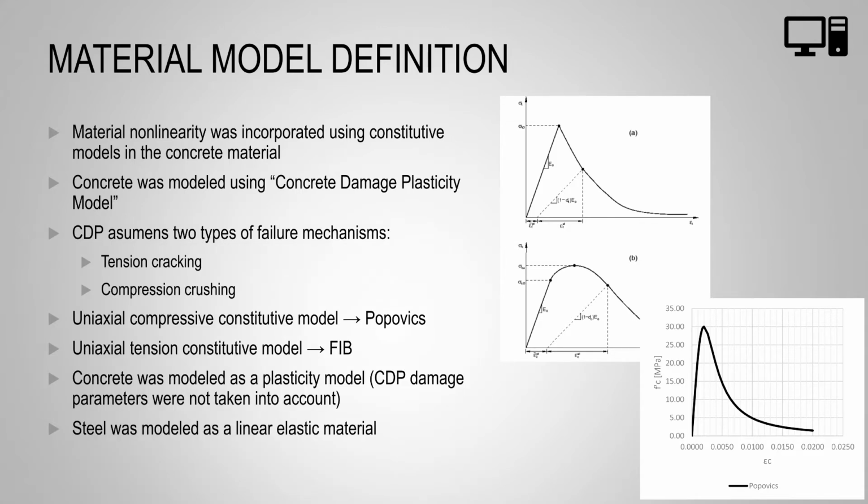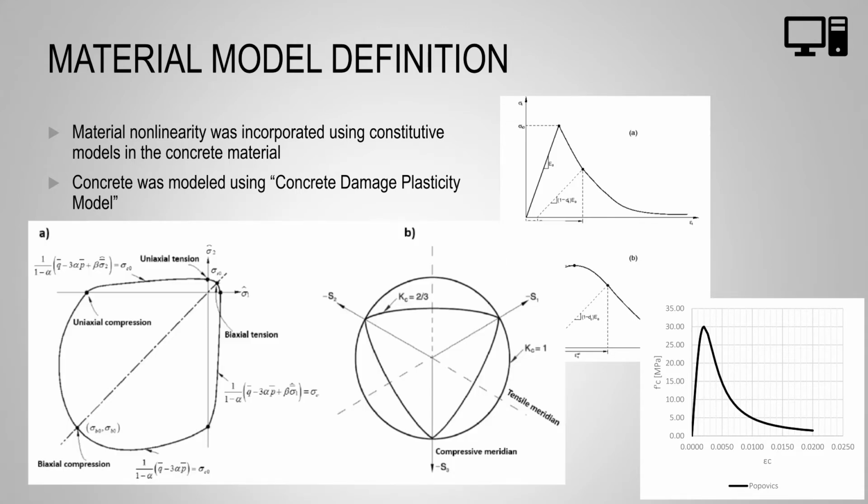The yield surface of the model is a Lubliner function with modifications proposed by Lee and Fenves. The yield surface depends on the maximum effective stresses, the ratio of the equivalent compression stresses, and the ratio of the second invariant of the stress tensor on the tensile meridian.